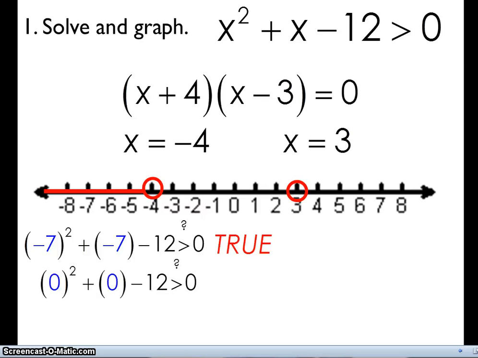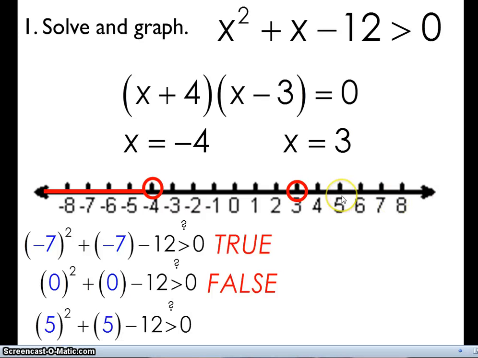All right, let's pick something in the middle. My favorite, no matter where this number is, provided it's not one of the ones that you plot as a circle, is always pick 0. It goes really fast when you plug it back into the original. So is this a true or false statement? It's a false statement, and we will not shade false statements.